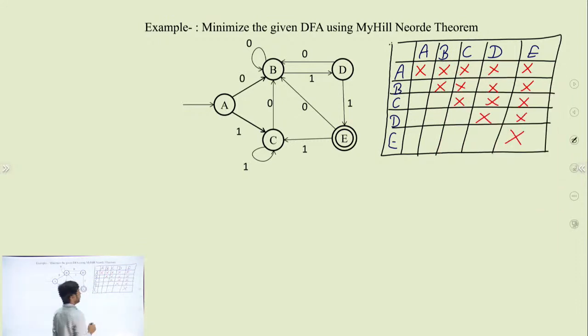Now we mark all the states such that one state is final and the other is non-final. Which state is final here? State E is final and all others are non-final. So this complete row will be marked. A is non-final, E is final; B is non-final, E is final; C is non-final, E is final; D is non-final, E is final. All these are marked.